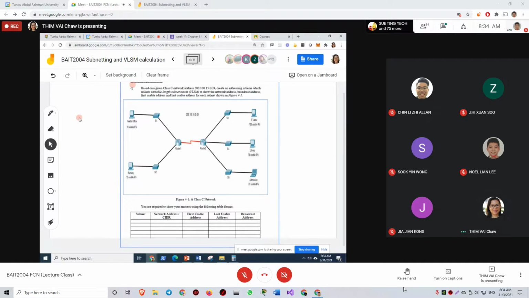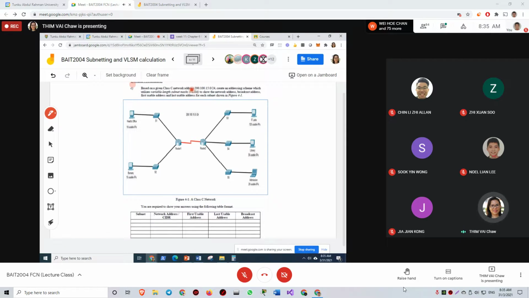Never mind this one. Now he said that based on the given class C network address 200.100.15.0/24, from this line you create an addressing scheme which utilizes a variable length subnet mask to show the network address, broadcast address, first usable address, and last usable address for each subnet shown in here.